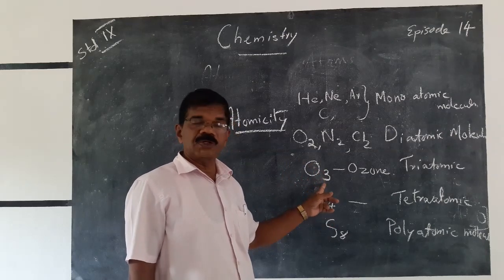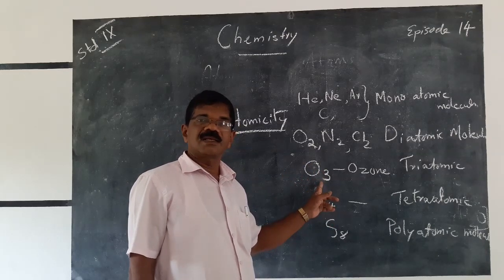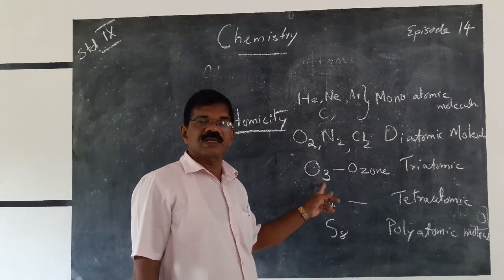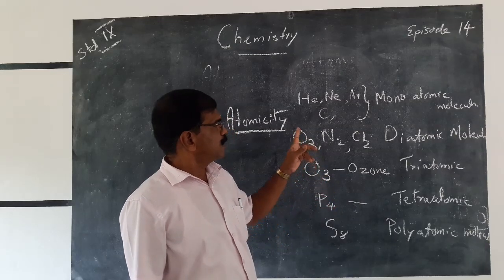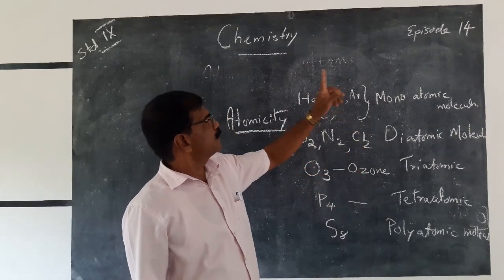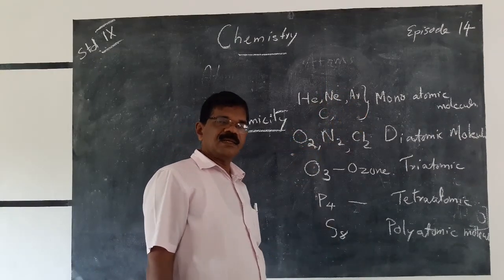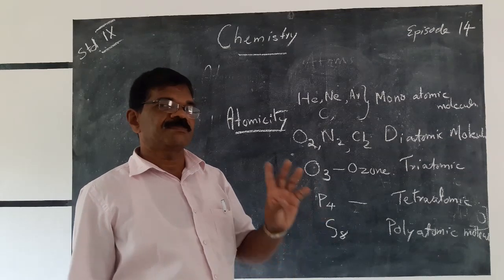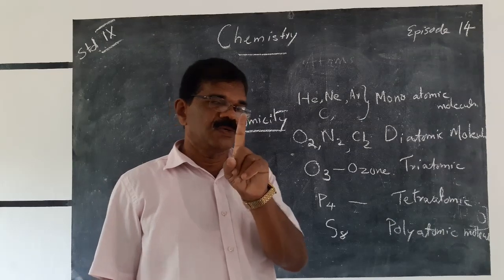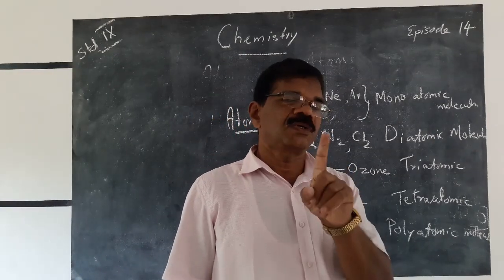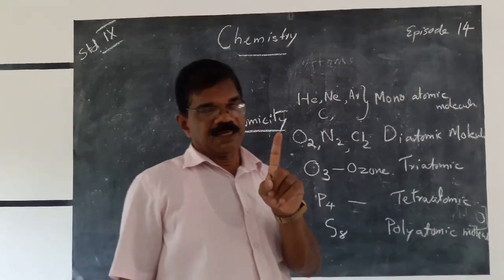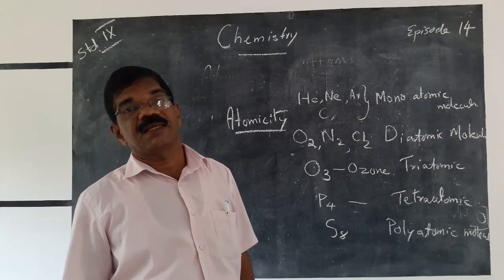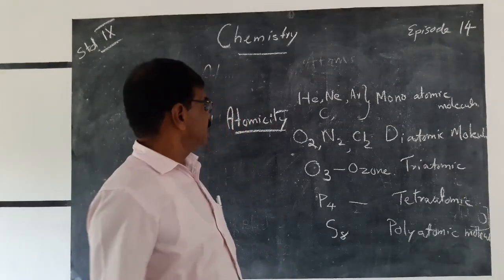What is the atomicity of ozone? 3. Why? One molecule of ozone contains 3 oxygens. So its atomicity is 3. What is the atomicity of chlorine? 2. What is the atomicity of argon? 1. Then can you define the term atomicity? Number of atoms present in one molecule is known as atomicity. Then we can see these are all homoatomic molecules. Then we can pass on to heteroatomic molecules.